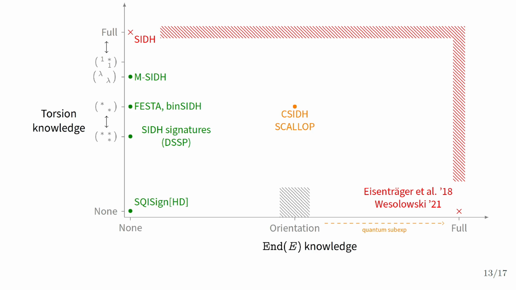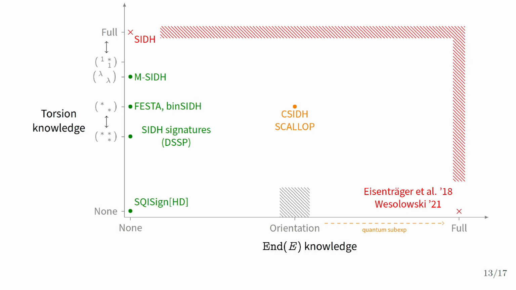Group actions means you know a suborder of your endomorphism ring, which is like halfway in the endomorphism ring, and this corresponds to CSIDH, SCALLOP, and every other isogeny-based scheme where you know a suborder of your endomorphism ring. In this case, you have sub-exponential quantum attacks. That is why it is in orange. Then, all the countermeasures to SIDH, M-SIDH, FESTA, binSIDH, and many more, probably, have gamma SIDH problems, where in M-SIDH it is the lambda-lambda, as we mentioned before. Then in FESTA, you reveal the torsion points up to multiplication by a diagonal matrix, where the entries are different.